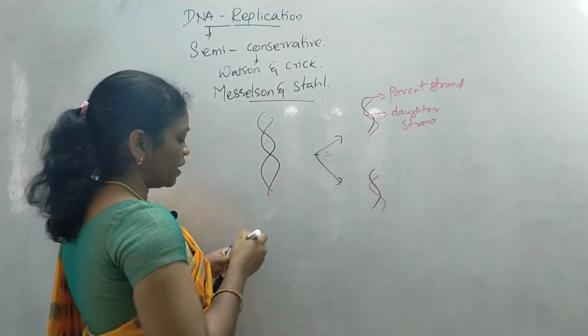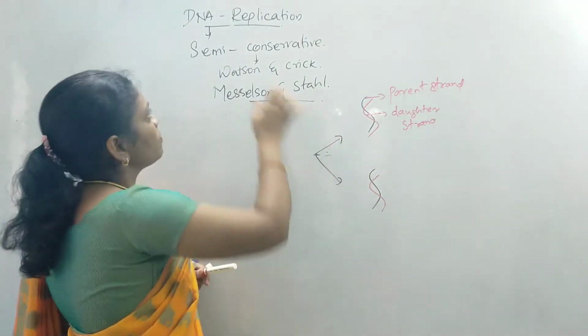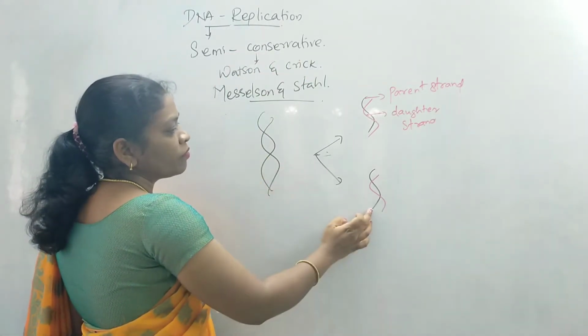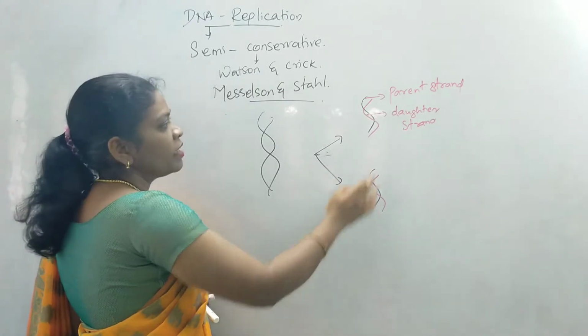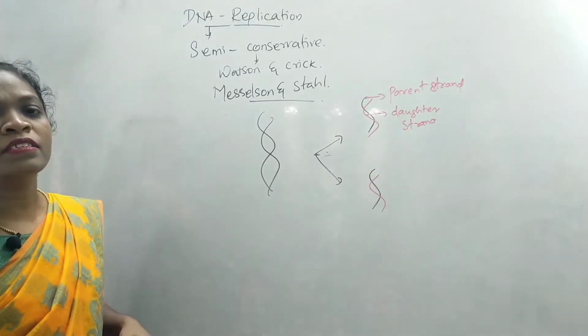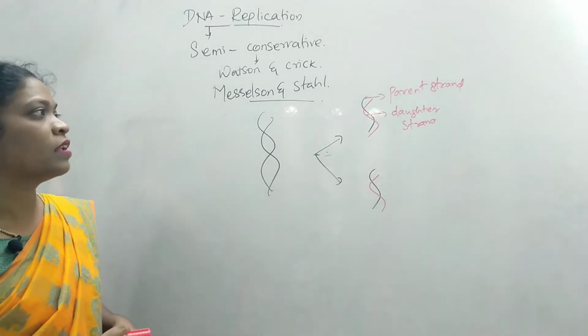So, when DNA replicates, it produces exact copies of itself. It replicates by means of semi-conservative replication. It is nothing but when DNA replicates, one strand is the parental strand, and the other strand is a newly synthesized strand known as the daughter strand. This method of replication is known as the semi-conservative method of replication.